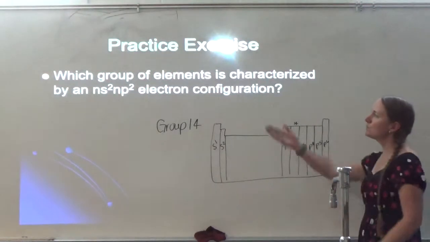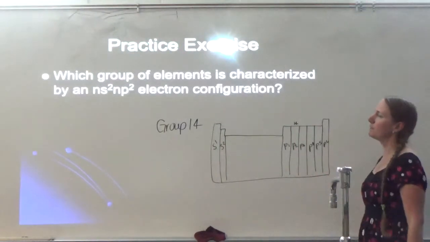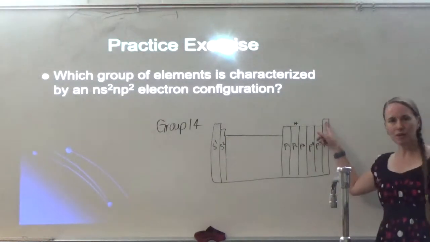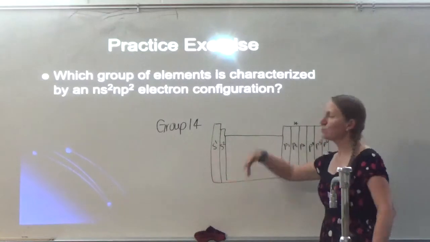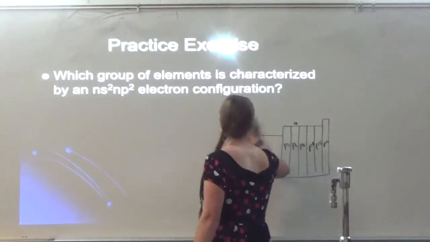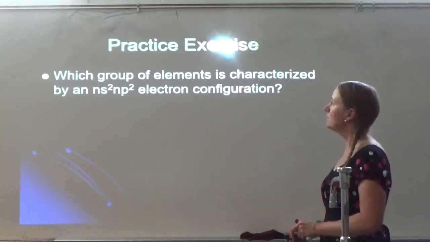If they had said which one was ns2, np5, or ns2, np6, I would have said, oh, it's group 18, or the noble gases. What if it just said ns1? Then I'd say, oh, it's group 1, or the alkali metals. That's all you have to do for those. So don't overanalyze them. These are meant to be easy.